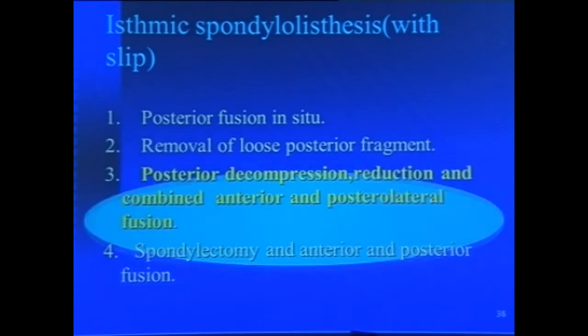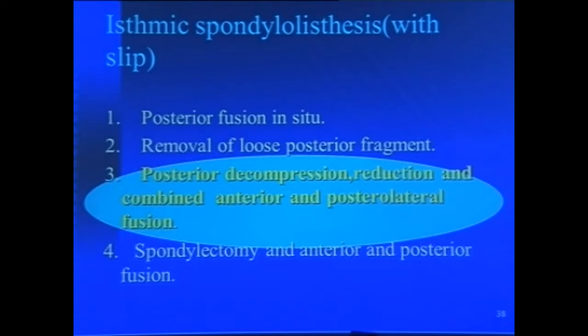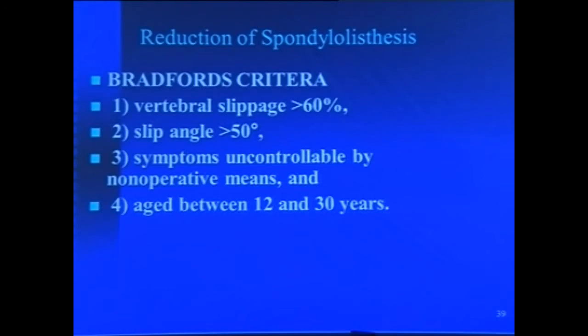If the isthmic spondylolisthesis is with a slip, the question is, should we fuse in situ? Should we remove the posterior loose fragment, which is popularly known as the Gill's procedure? But what we tend to do is the posterior decompression, reduction of the slip, combined with anterior and posterior fusion. I have not done any spondylectomy and anterior and posterior fusion, but it has been described that if the slip is severe, one can remove the vertebral body and then fuse the upper vertebra and the lower vertebra, excising the slipped vertebra.